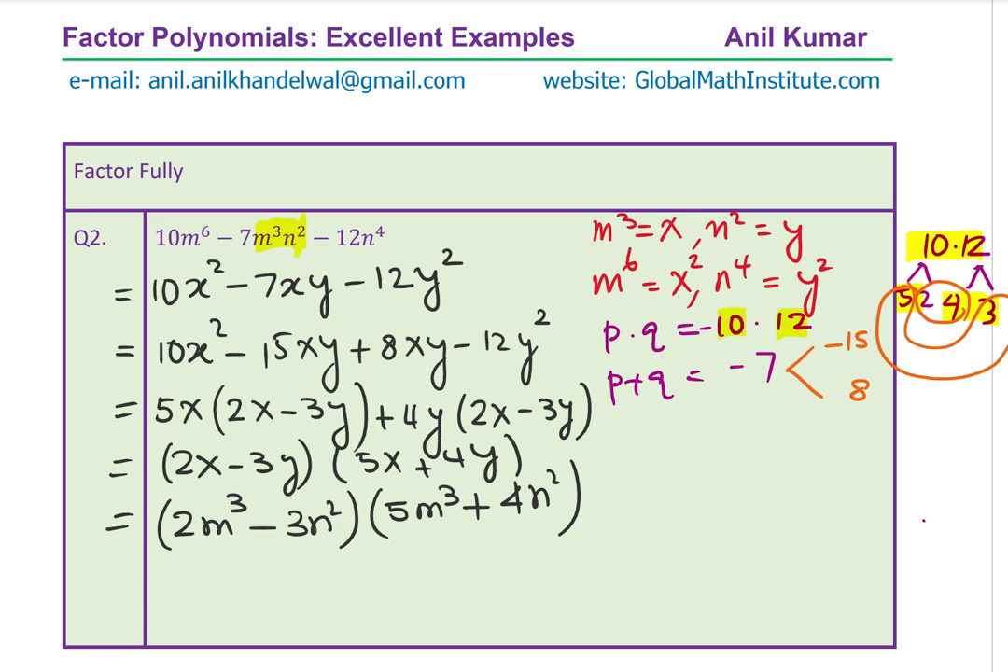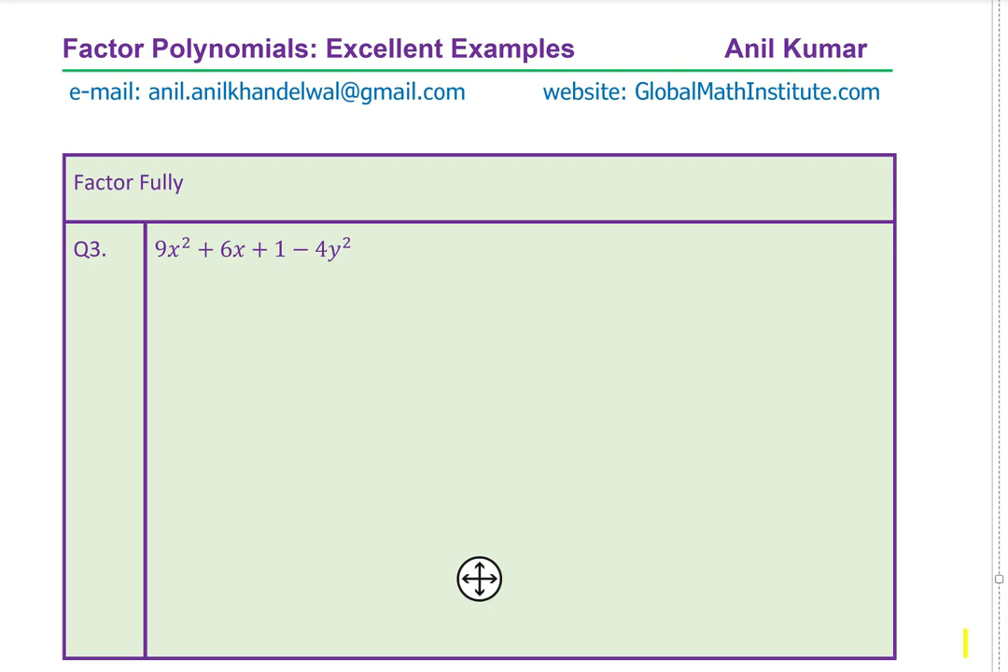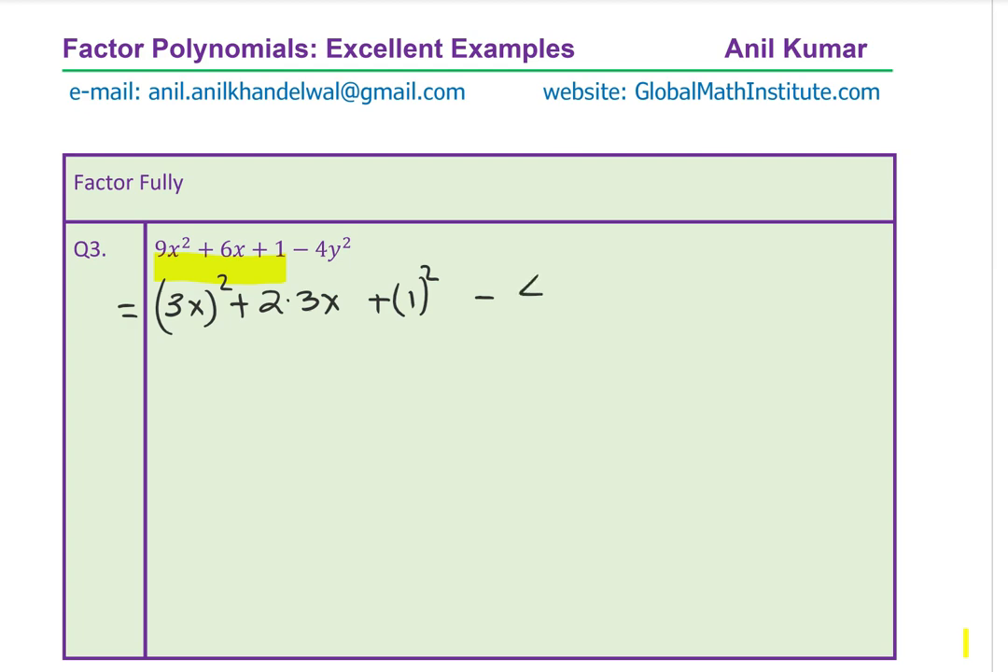Now, let's have a look at question number 3. Question number 3 is 9x square plus 6x plus 1 minus 4y square. The strategy adopted here: the first three terms are a perfect square. Let's have a good look at it. We could write this as (3x) whole square plus 6 is 2 times 3 times x plus 1 whole square minus 4y square. Clearly, you can see that the first three terms can be written as (3x plus 1) whole square, and we have here minus 4y square.